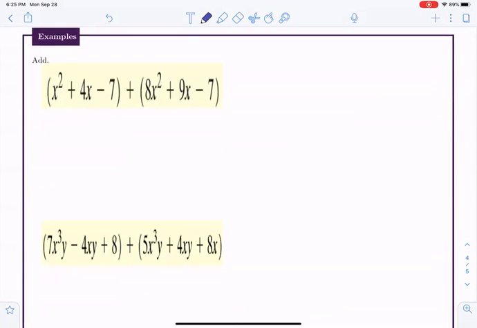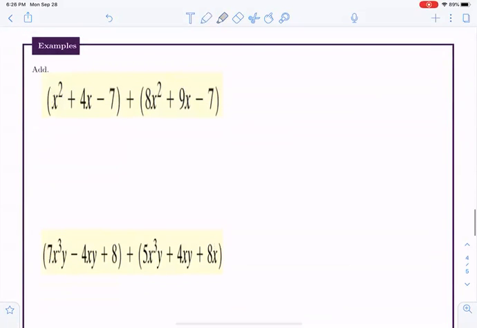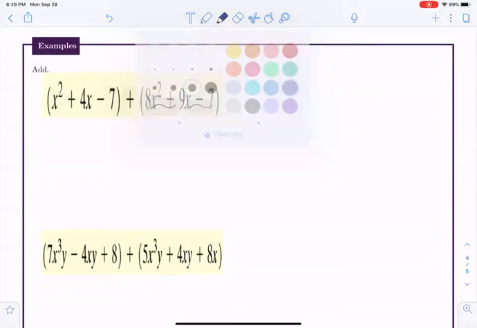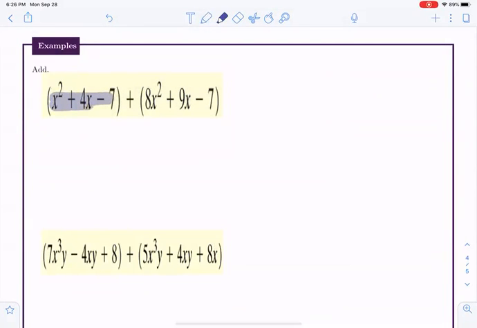Now we move on to adding polynomials. If we have a bunch of polynomials, here we have 2 of them. That is the first polynomial, that is the second polynomial, and we have to add them. How do we add them? We add them simply by combining like terms.